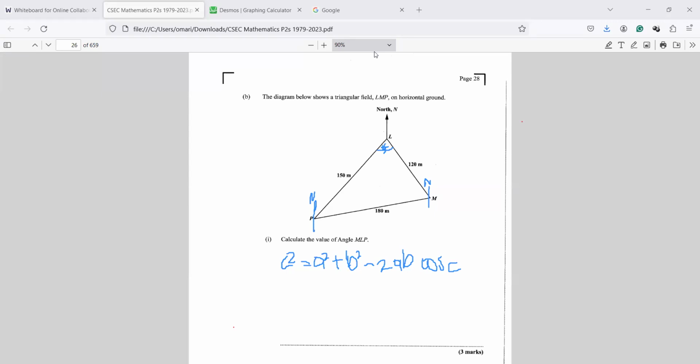Going back to Adriana's question, how will we know what's going to be labeled as C, A, or B? C is usually the longest side of the triangle. So that's something that's given. C is usually the longest side of the triangle, and in this case, our C is going to be 180. C is also opposite to the angle that you're trying to find.